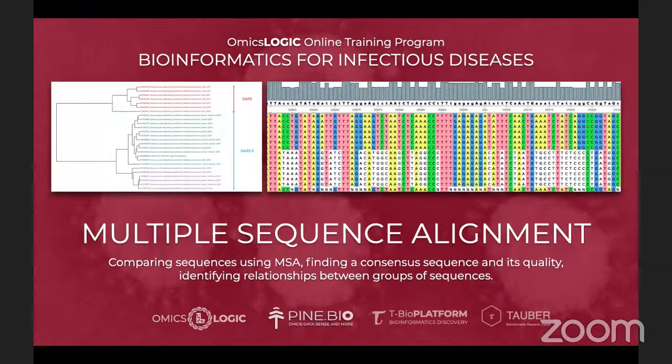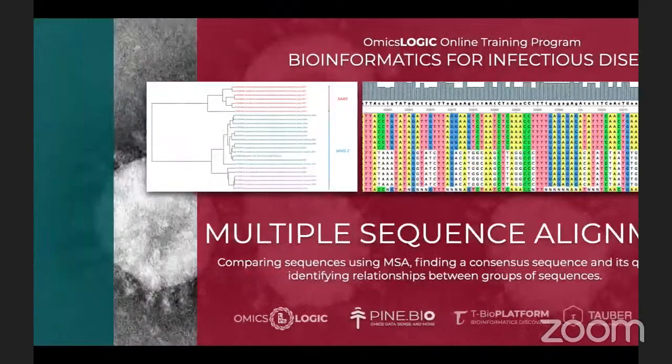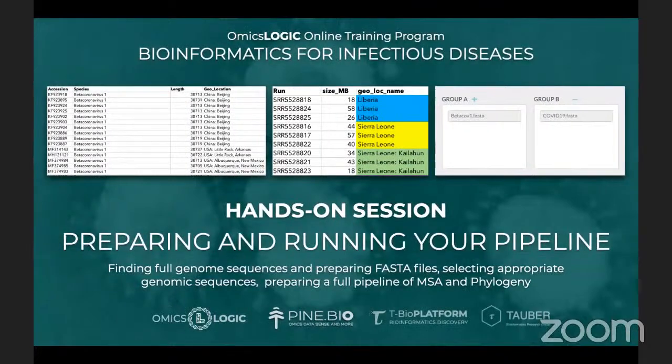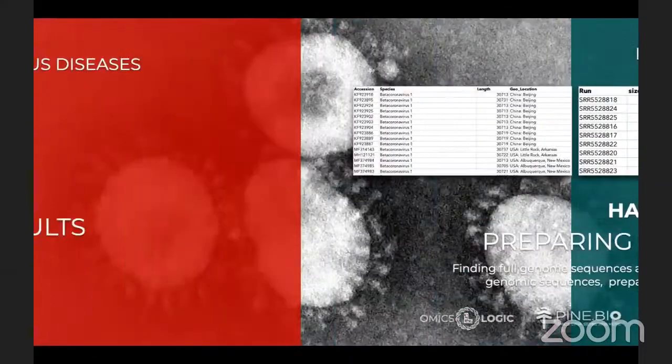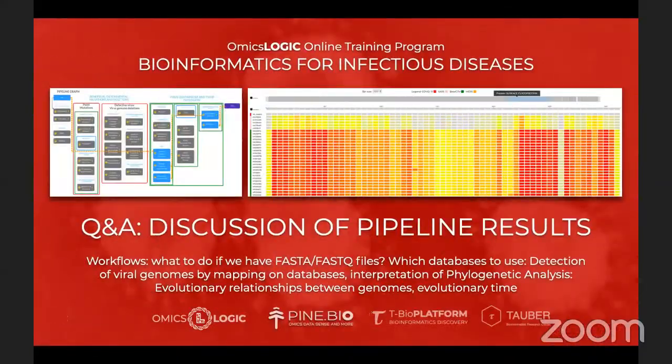The second session would be about multiple sequence alignment and phylogenetic analysis, and this will be followed up by a hands-on session about preparing and running your own pipeline. We will be doing multiple sequence alignment of viral genomes, and then we will be building phylogenetic trees, and then finding full genome sequences and preparing those FASTA files. All of that will be covered in the third session on 25th of May. And then we have a Q&A and discussion of pipeline results.